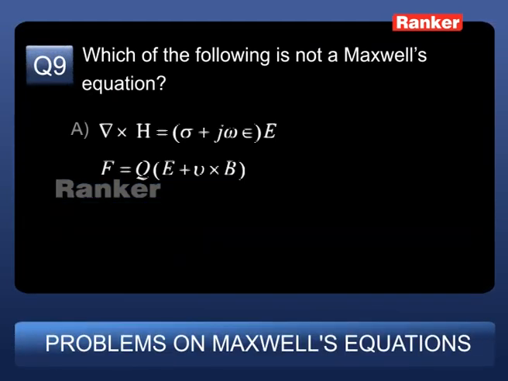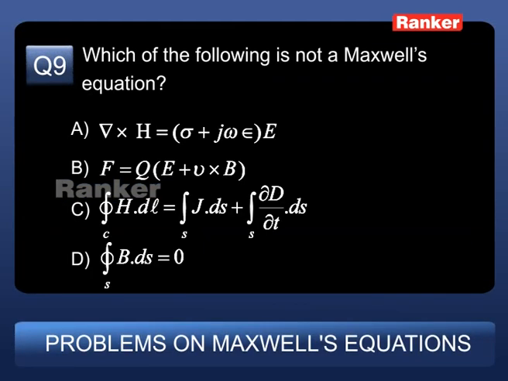In the next question, it was asked like this: which of the following is not a Maxwell's equation? 4 equations are given to us. We need to identify which equation is not Maxwell's equation. Option A, del cross H equals sigma plus j omega epsilon multiplied with E. Option B, F equals Q into E plus V cross B.